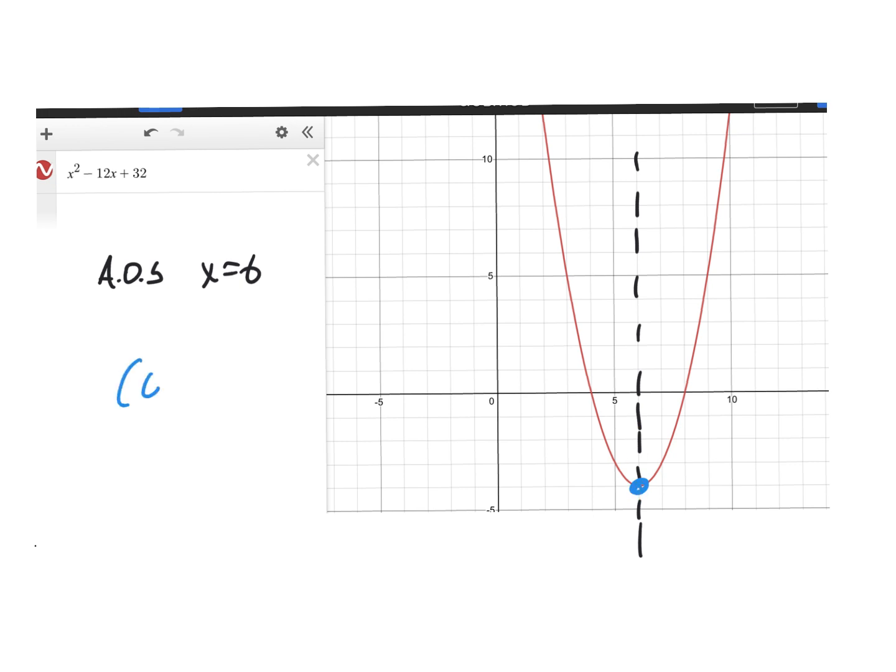And so you can see where, when you're finding the vertex, you start with that axis of symmetry, and then you plug in that x value to see what the y value is of the vertex. Okay, that's a quick review of finding the vertex from standard form.